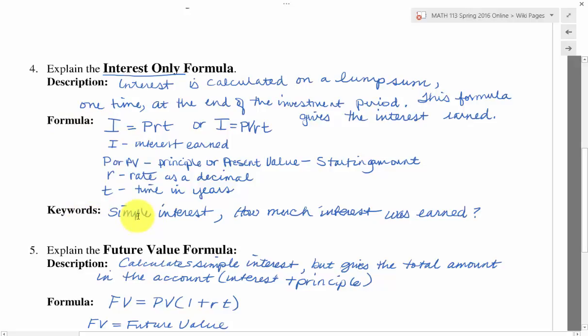And then under keywords, we're looking for words that help you identify to use this particular formula versus some other formula. So you might be able to come up with those on your own, but you probably should just be listening to the clues that I'm giving you during the lecture.